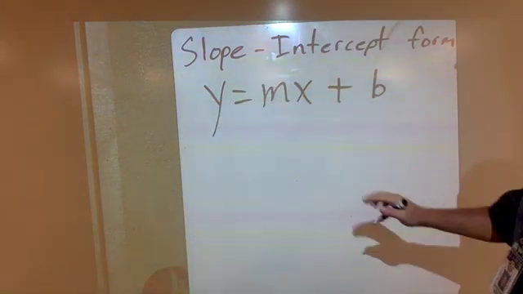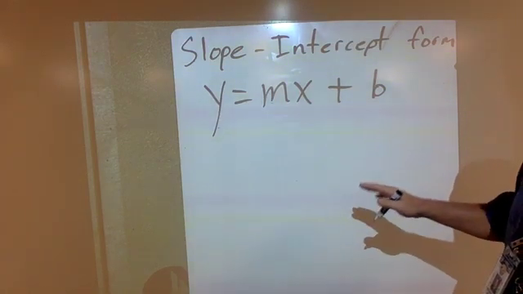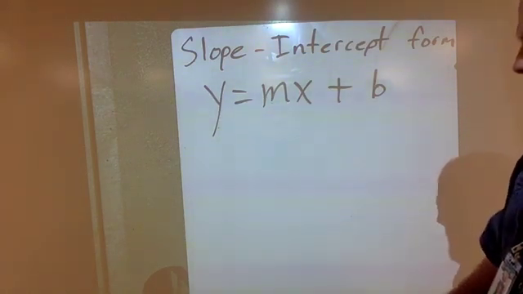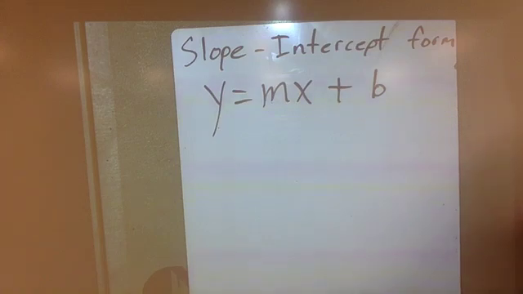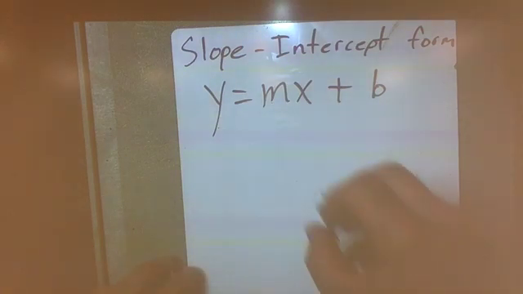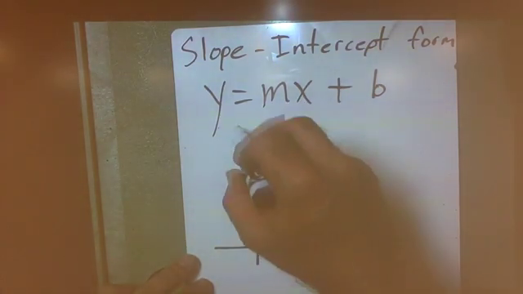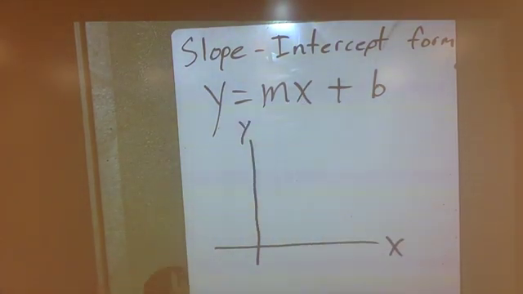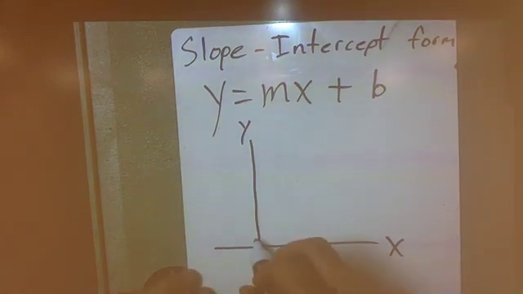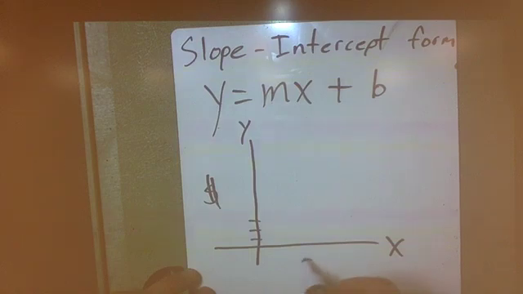Slope-intercept form. Why is it called slope-intercept form? Let me go back to the carnival problem. Let's say we wanted to represent how much money we could spend at the carnival on a graph. We would draw a little XY graph, x-axis, y-axis, and the y represents the total money spent, and the x represents the games we played.